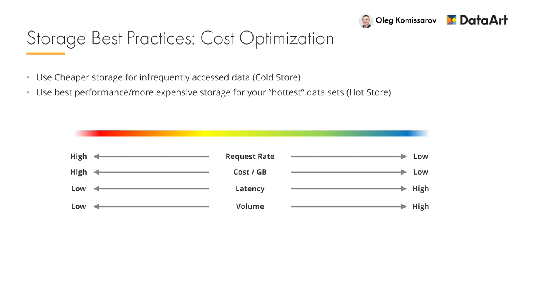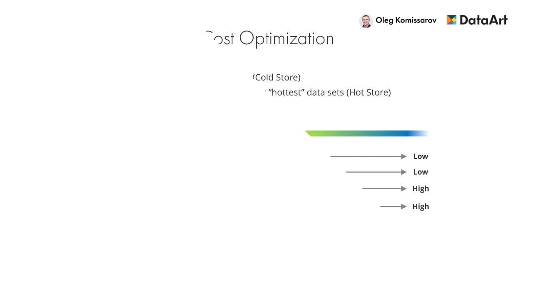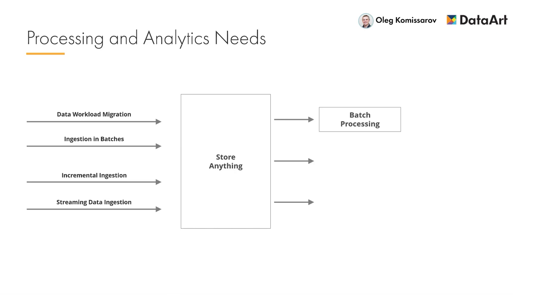And one of the best practices is cost optimization. Data that you use infrequently that does not require performance, you put into cheaper, slower data storage, and frequently used data you keep in more expensive and more performant data storage. You also should apply retention policies. If data is not used, it could be moved to super slow and cheap storage or removed from the data lake according to your compliance needs.